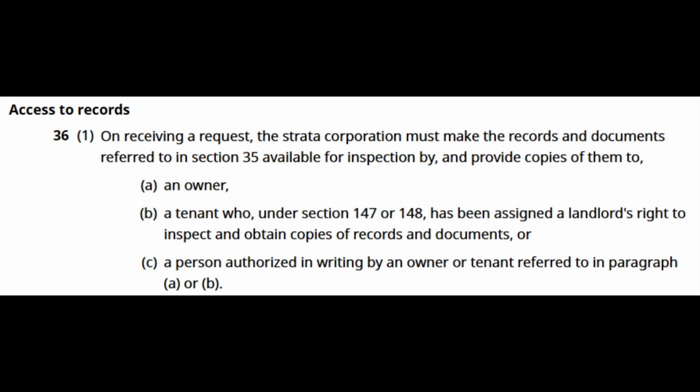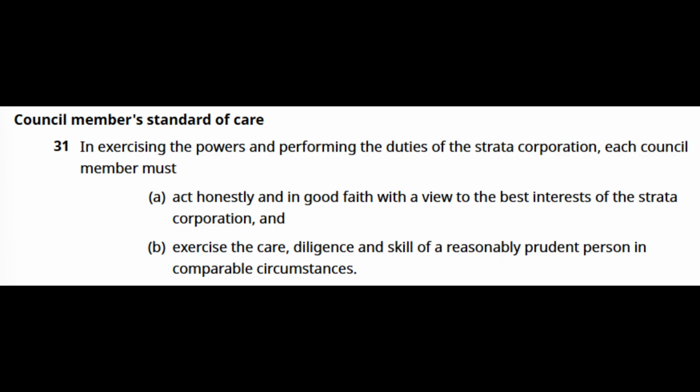Then they are the governance of the strata corporation, so they control what owners are entitled to. And Section 36 is something where owners can use. And then how owners or council members must operate, which is Section 31, a council member's standard of care, which means they have to operate with the best intentions at heart and a good standard of care, which means due diligence, getting multiple quotes, and ensuring that they're not wasting the money of owners who have elected them to be on the council.